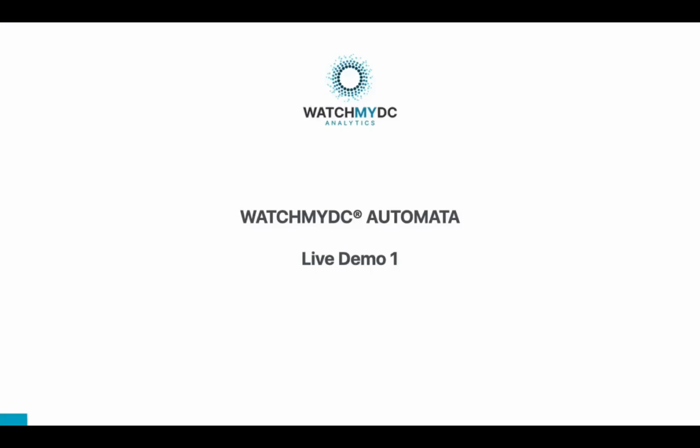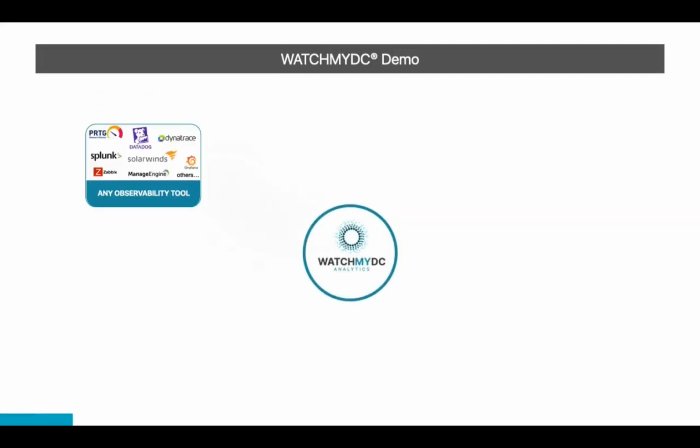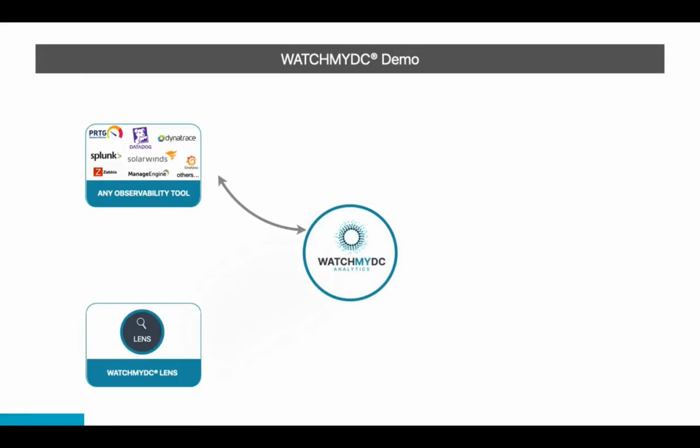Before we start the demo, we will explain Watch My DC licensing, so you will understand which features are in use in this demo. Watch My DC ingests any alert originating from any third-party observability and monitoring tool through webhook or syslog. This also includes Watch My DC Lens Observability Solution, which is a native observability tool for those enterprises who are going to adopt a cloud-native observability solution in the near future.